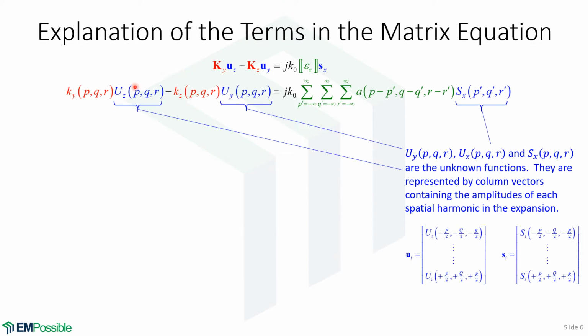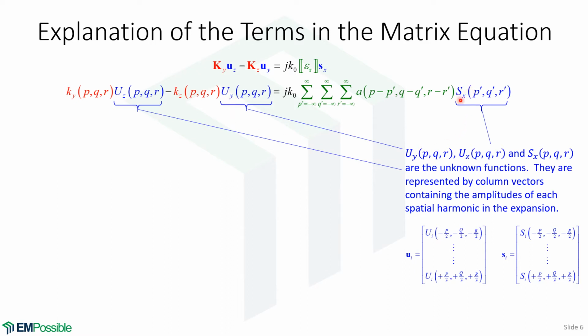So let's just take Uz. That's the Z component of the magnetic field part of our plane wave expansion. The U's are the amplitudes of our magnetic fields, and this is the Z component. We have one of these for every combination of P, Q, R, and so we list those serially in a column vector. I'm using a subscript i here to indicate this could be x, y, or z. So up here it would be z, and over here it would be y.